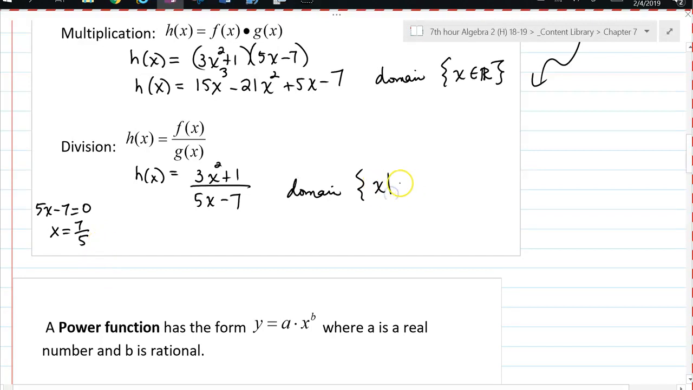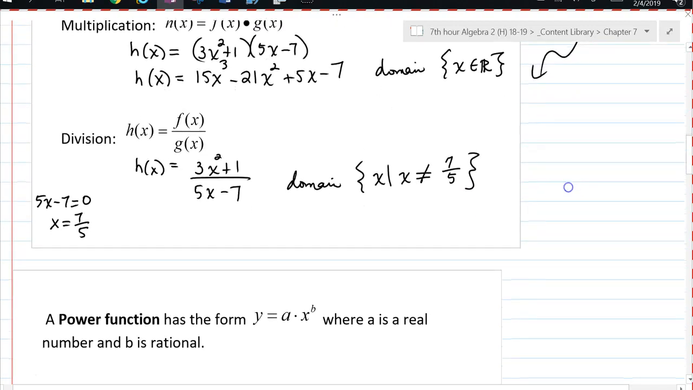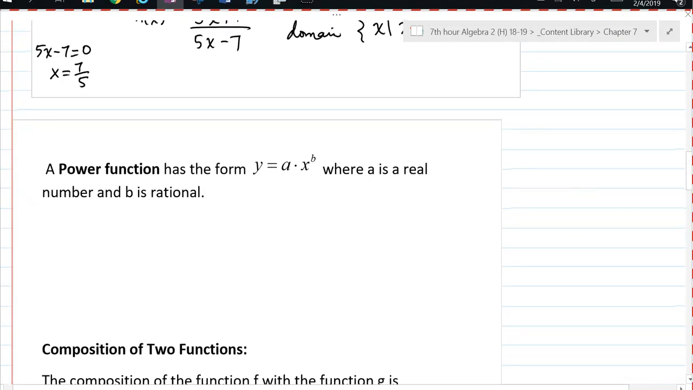So my domain should be every real number except 7/5. We recall that we can easily use a not equal to symbol. If we say all x values such that x is not 7/5, then that will take care of everything except 7/5.